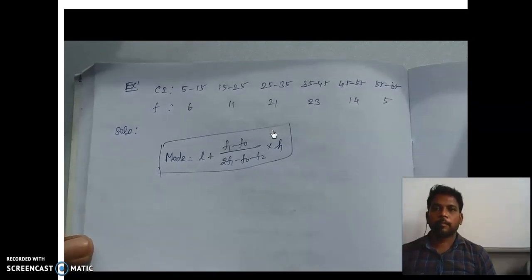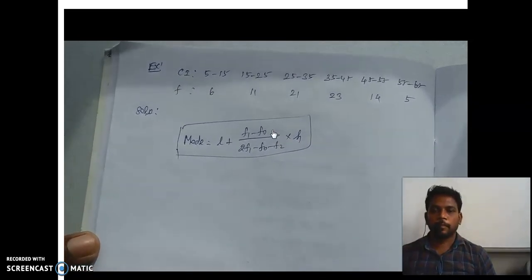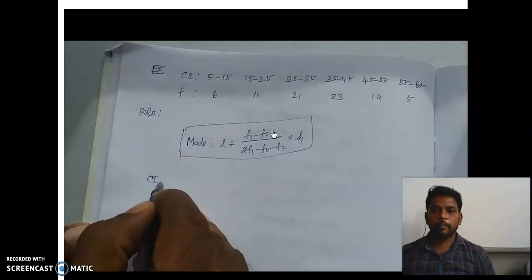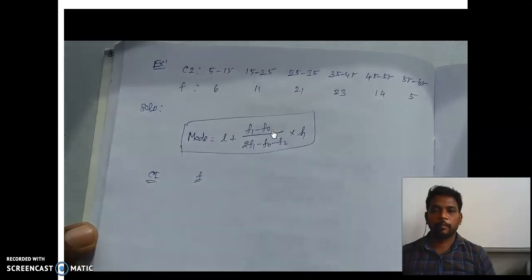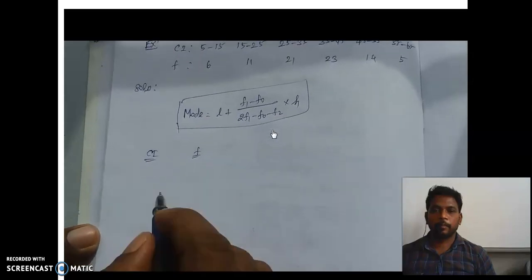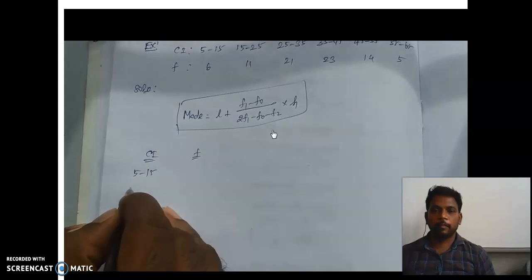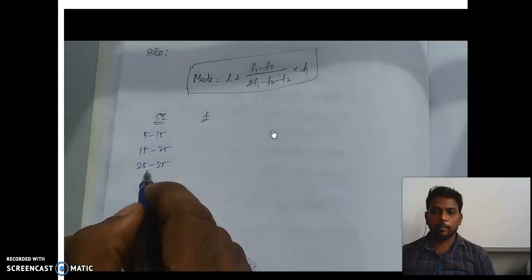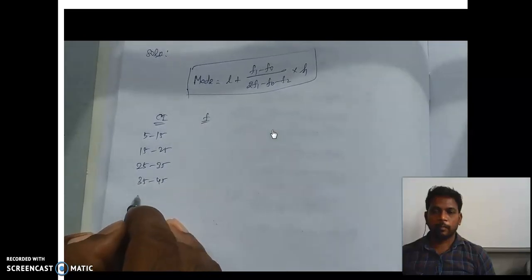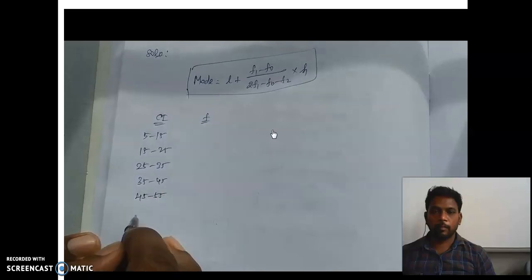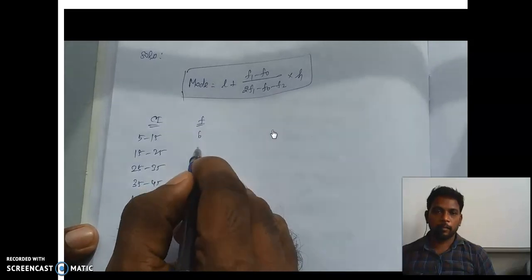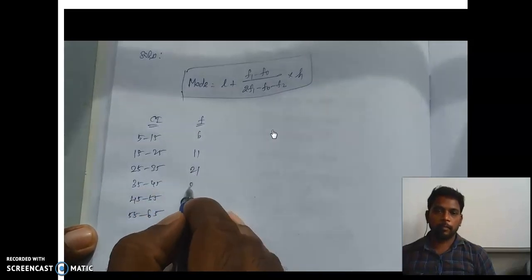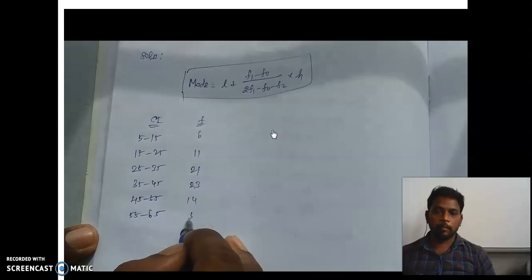First we are going to create a table. In the table, the first two columns are your data, class interval and frequency. In the class interval, what is given? 5 to 15, 15 to 25, 25 to 35, 35 to 45, 45 to 55, and 55 to 65. And the frequencies are 6, 11, 21, 23, 14, 5.